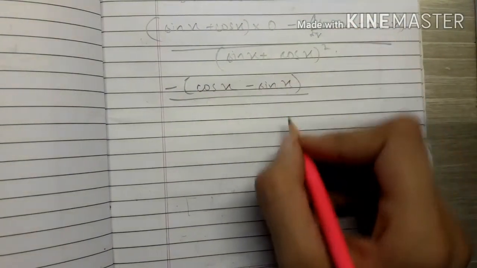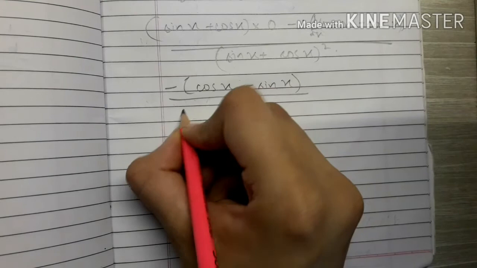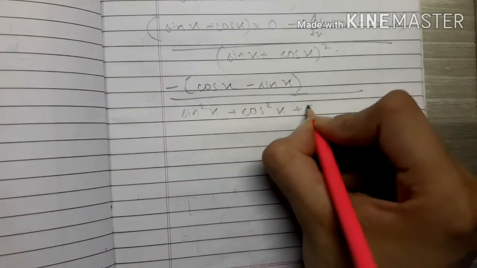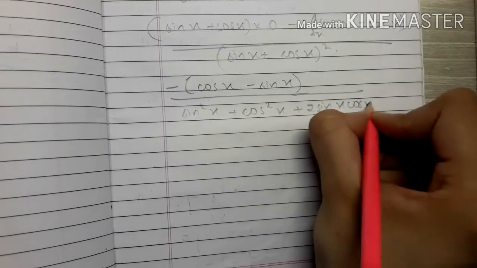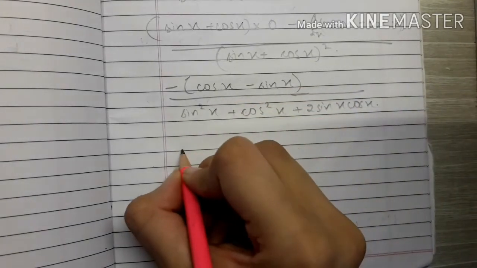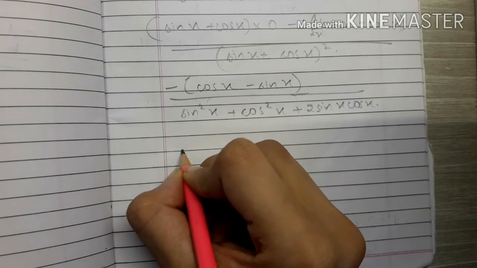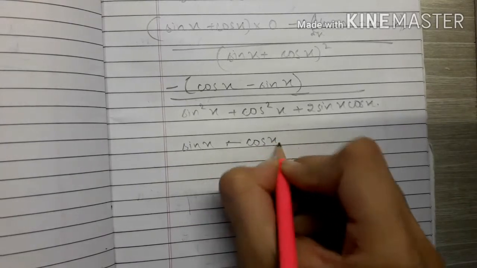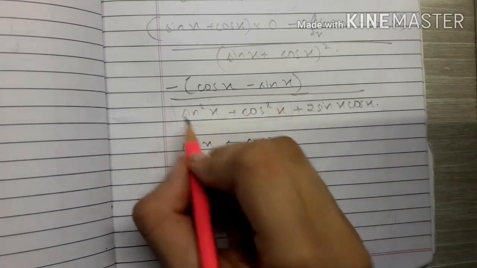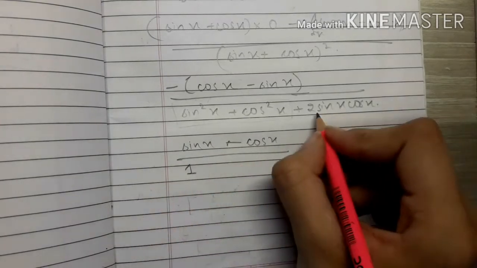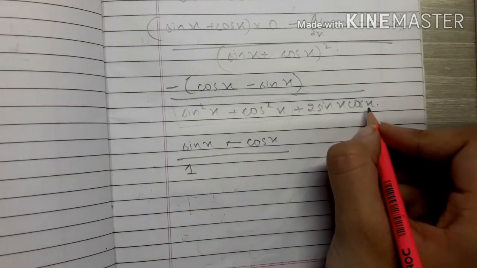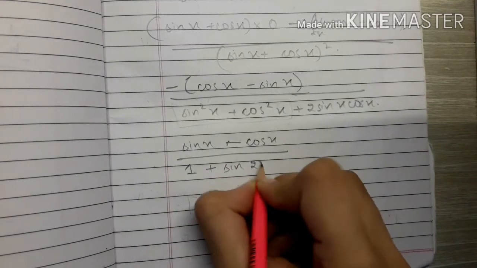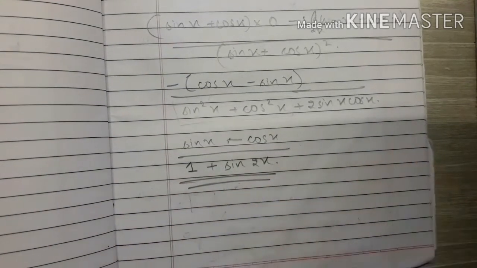So let's do the square. This becomes sin square x plus cos square x plus 2 sin x cos x. So this becomes minus cos x plus sin x. I'm writing that as sin x minus cos x upon, we know that sin square x plus cos square x is 1, and 2 sin x cos x is the expansion of sin 2x. So this becomes plus sin 2x. So this is the final answer.